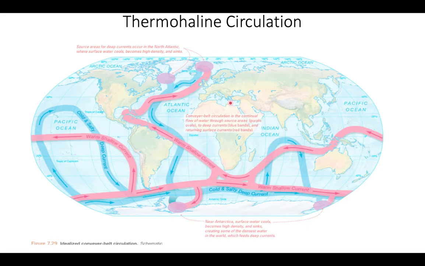In this circulation, there are various spots in the world ocean where the water goes down, and some spots where the water comes up. Here, close to Greenland, it goes down and moves all the way, and finally comes to the surface in these regions. I will show you the whole animation on this.